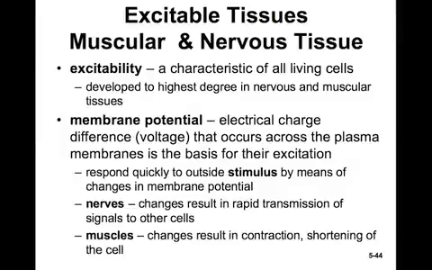So now let's take a look at excitable tissues. These are the muscular and nervous tissues. Now, excitability is a characteristic of all living cells. They develop to the highest degree in nervous and muscular tissue.